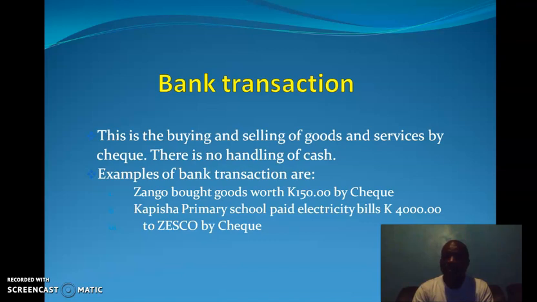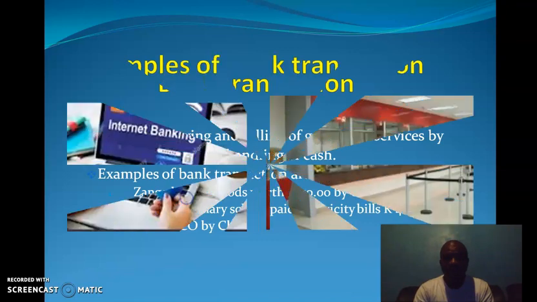And we have examples of bank transactions such as Zango bought goods worth 150 kwacha by check. So there's no handling of cash. Another example is Kapisha Primary School paid electricity bills of 4,000 kwacha to Zesco by check. So there is no handling of cash again here. It is a cash transaction except there is no handling of money, but a check is involved.